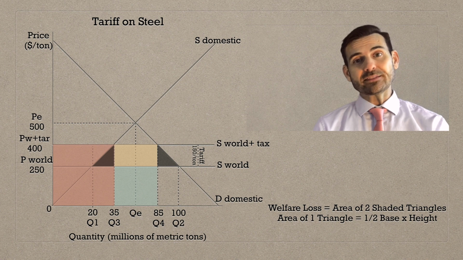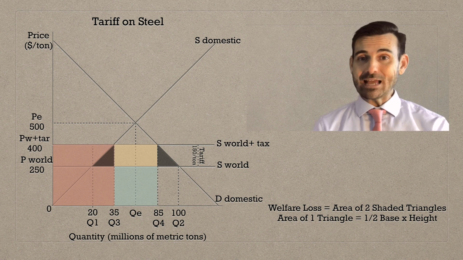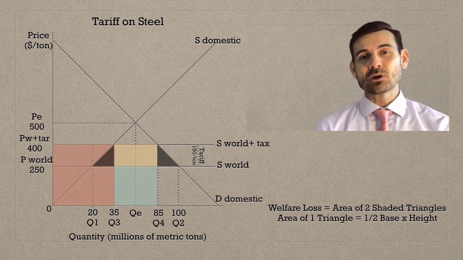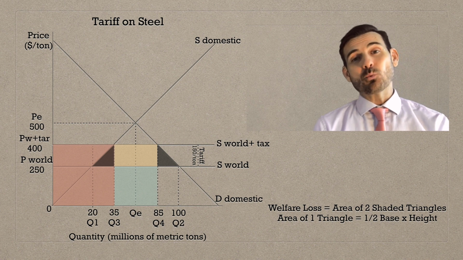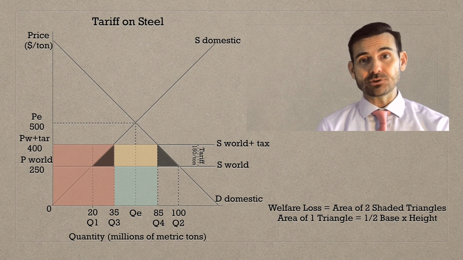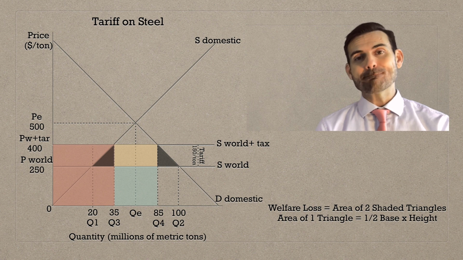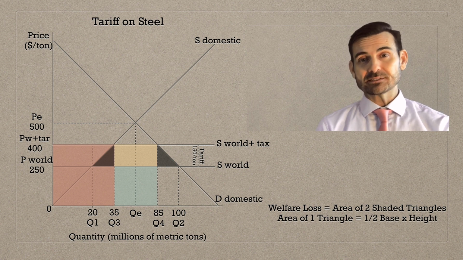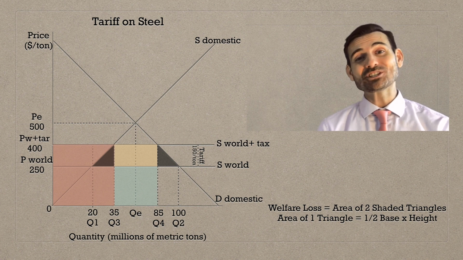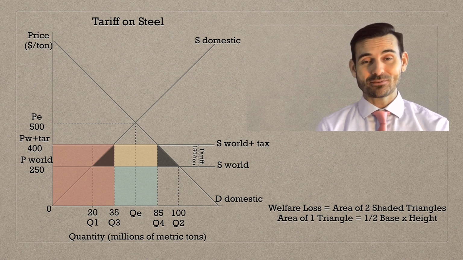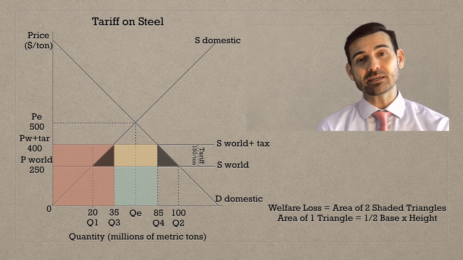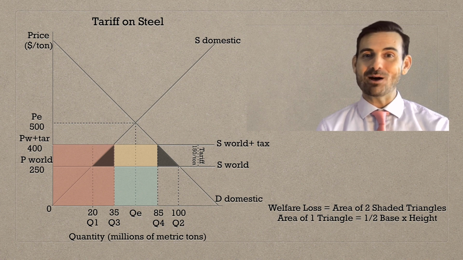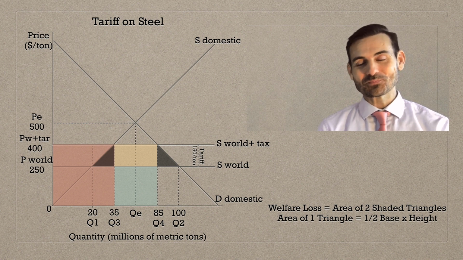In order to calculate the area of the triangle on the right side of the diagram, we must take 1/2 of the value of Q2 minus Q4, which is the base, and then multiply by the height, which is the tariff. Or another way to calculate it would be P world plus tariff minus P world.